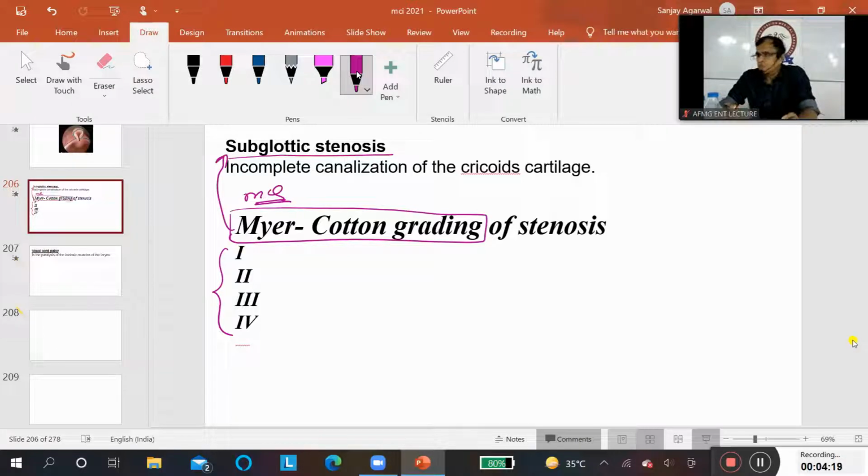And the next topic is a very special topic, which is one of the most difficult topics of larynx. But it is very easy for you. Very easy actually, because I am teaching.